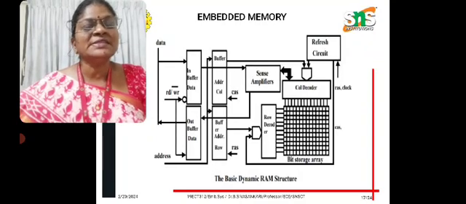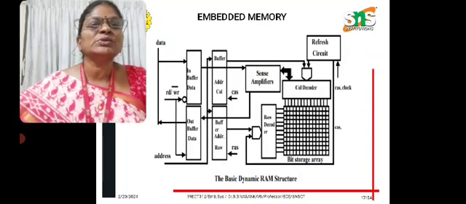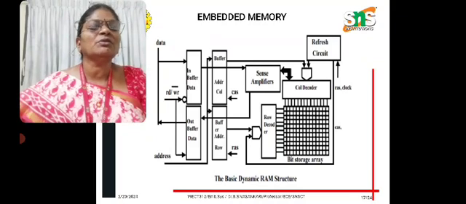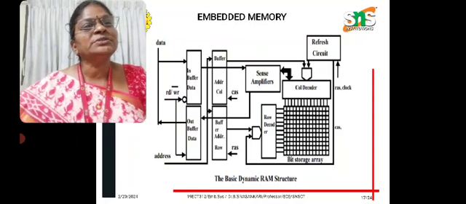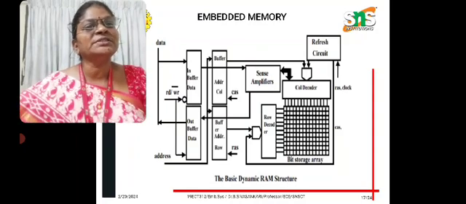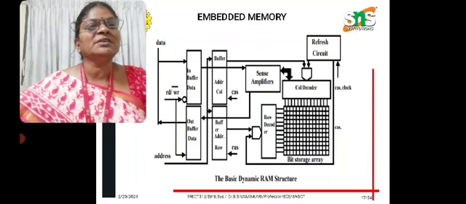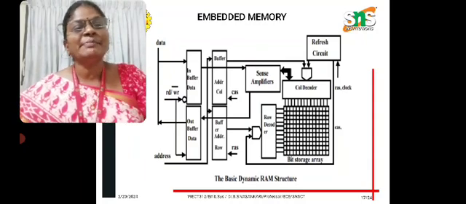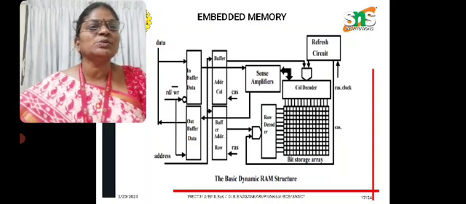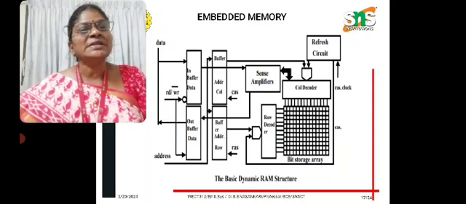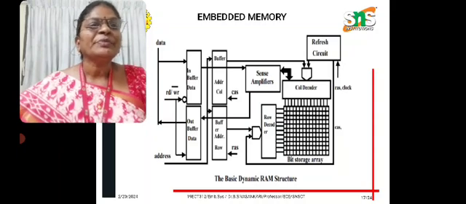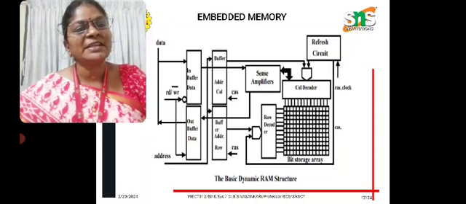And this is the basic dynamic RAM structure, which consists of an address buffer, out buffer, in buffer, data, refresh circuitry, column decoders, sense amplifiers, and row and column decoders, and it has a bit storage array here. The array consists of rows and columns, with a column decoder and a row decoder. This is the structure of the basic dynamic RAM.